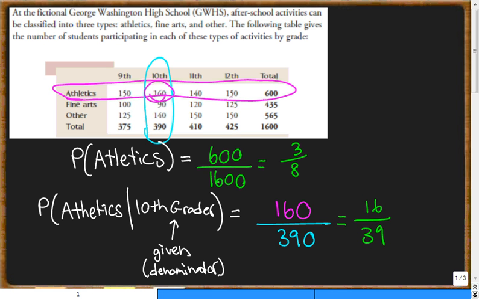So instead of looking at the whole, your numerator is the intersection of 2 events, and your denominator is just the likelihood of whatever is given happening. So that's why we've changed, instead of looking at all 1,600, to just looking at 390. So this is a good way and a very quick way of determining conditional probability.